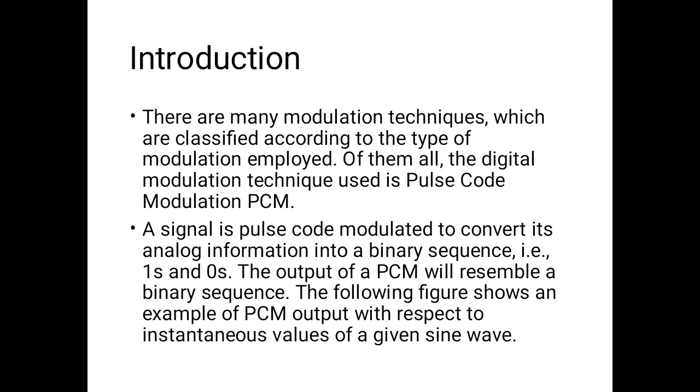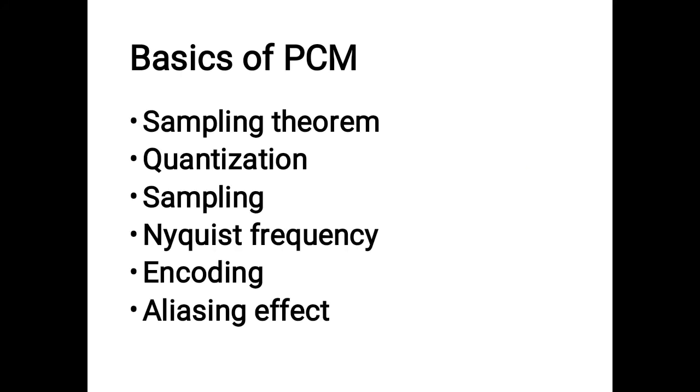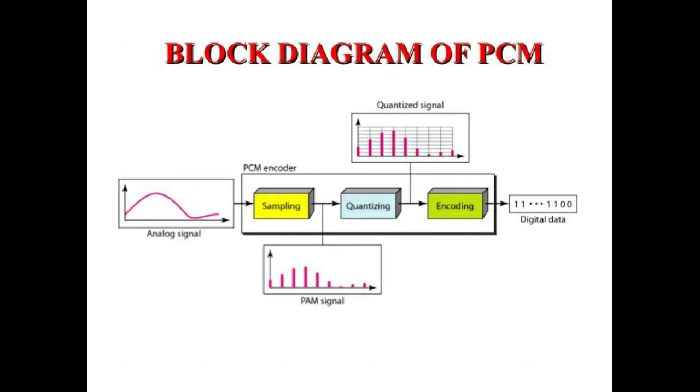The following figure shows an example of PCM output with respect to the instantaneous value of a given sine wave. See, the first wave represents a sine, and the second wave is the output of PCM. The output of PCM is obtained according to the values of the sine wave. Before learning PCM, you have to learn some basics like sampling theorem, quantization, sampling, Nyquist frequency, aliasing effect and encoding. Remember, the sampling theorem is one of the concepts you will need in the upcoming years.